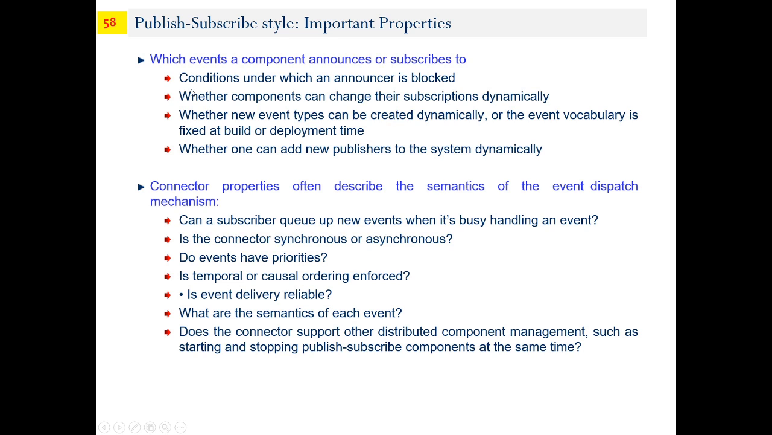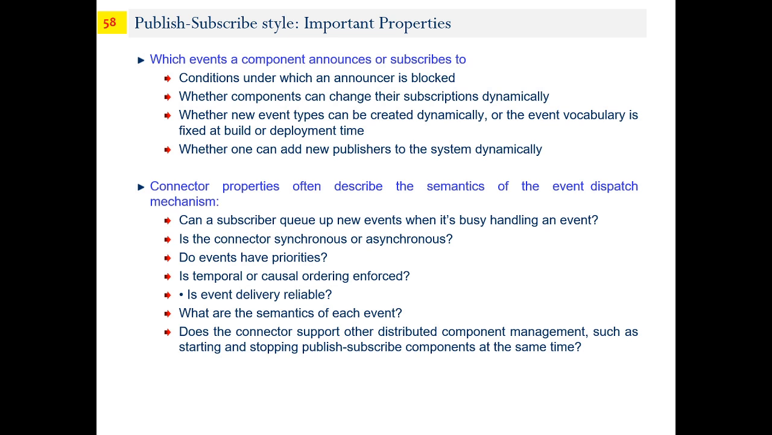the query is which events a component announces or subscribes to. That is, the announcer is being blocked due to what? And then how can new publishers be added dynamically? How can we maintain the subscriber queue? Somewhere you have seen an event queue; can we maintain a subscriber queue and a subscriber channel? Can we do like that? This is a question, right?